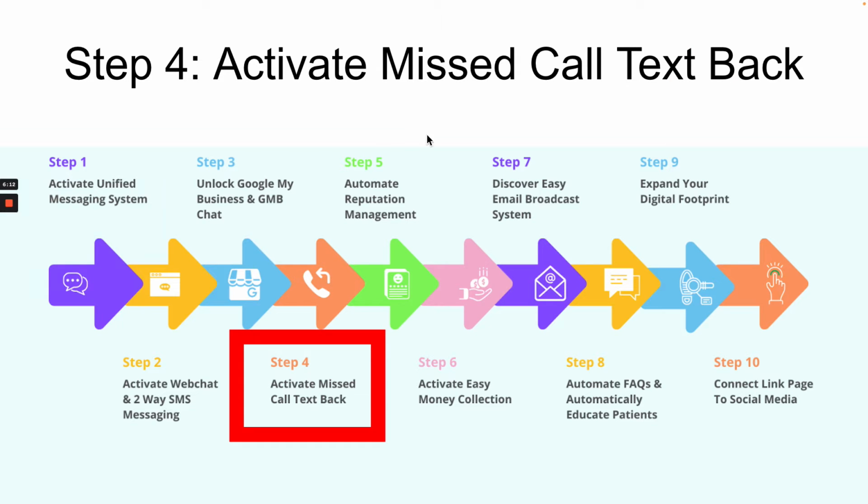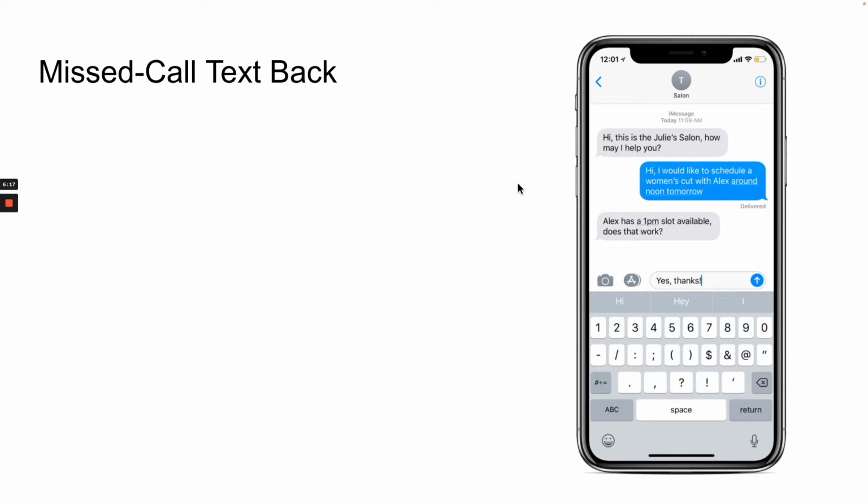All right, step 4 means to activate missed call text back. Missed call text back is a game changer. If you don't have it already, you should have it. So often, we're very busy throughout the day. Maybe we're treating patients, talking to customers, maybe we're on the phone, and someone calls, you can't get to that call fast enough, and it's gone. Even if you call that number back, they most likely won't answer.